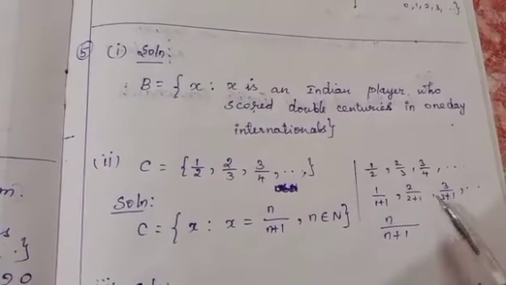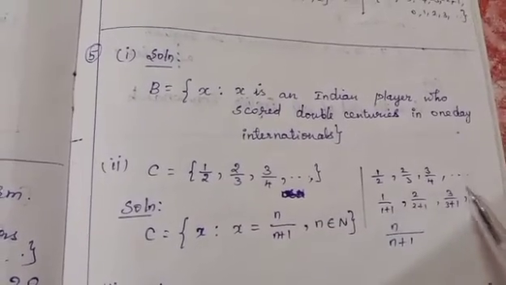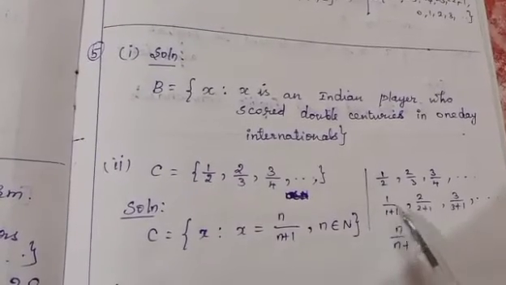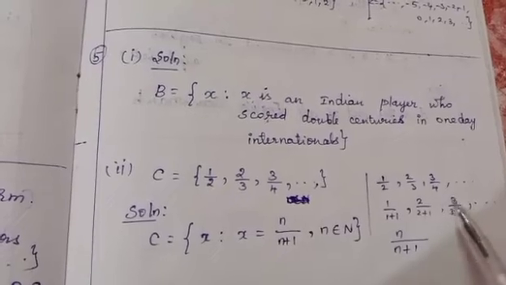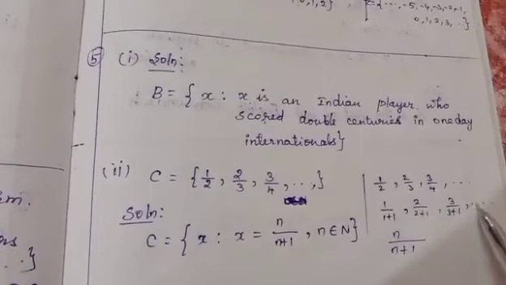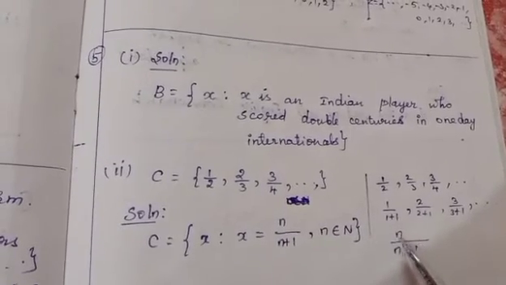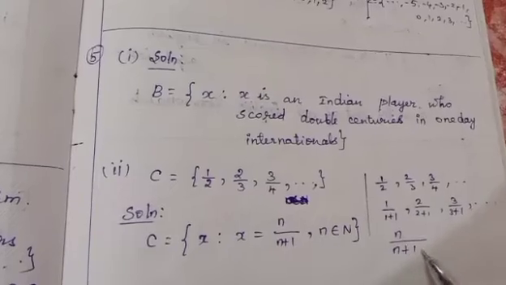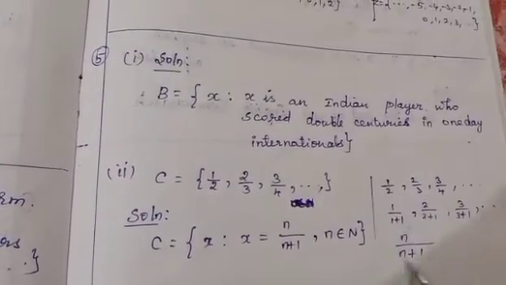Do you remember, students? Yes, it is like continuous numbers 1, 2, 3. So you have to give the name n. For 1, 1 by 1 plus 1. For 2, 2 by 2 plus 1. For 3, 3 by 3 plus 1. Next, 4 by 4 plus 1, 5 by 5 plus 1. So it is n by n plus 1. The given one is written in the general form n by n plus 1.